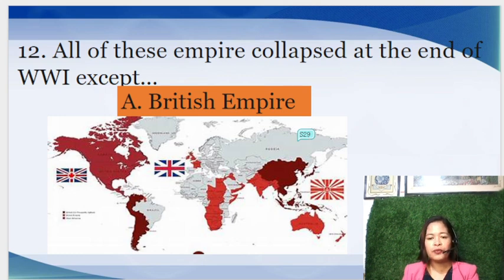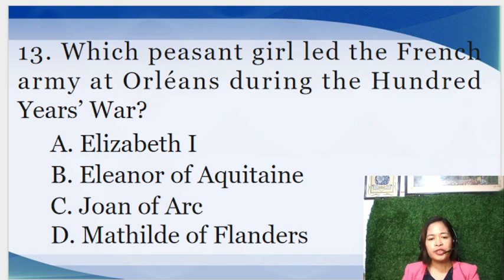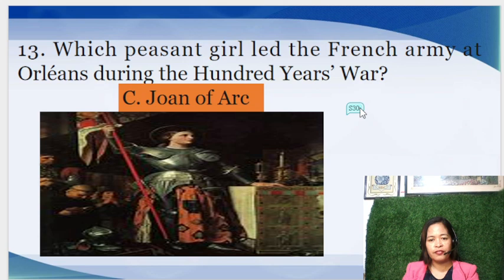At the end of World War One, the British Empire still expanded its territories by claiming many of the territories previously held by Germany, Austria, and the Ottoman Empire. Number 13. Which peasant girl led the French army at Orleans during the Hundred Years' War? A. Elizabeth I, B. Eleanor of Aquitaine, C. Joan of Arc, and D. Mathilde of Flanders. The answer is Joan of Arc.